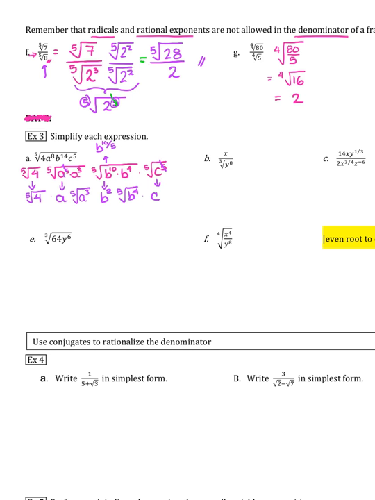Putting it all together, let's pull out everyone that's outside of a radical. We have a, b squared, and c. And then everyone who is still under the 5th root gets put back together. So I have 4a cubed b to the 4th. And that would be your final answer.